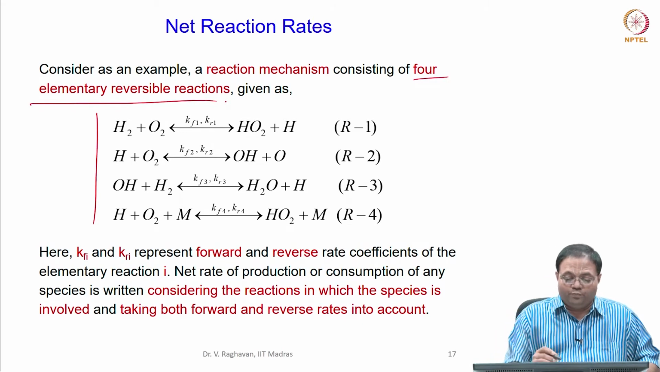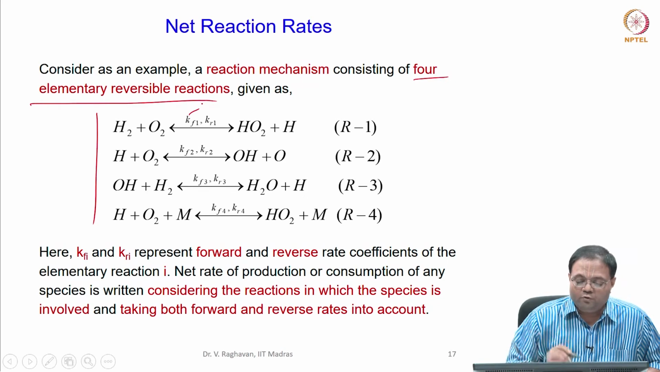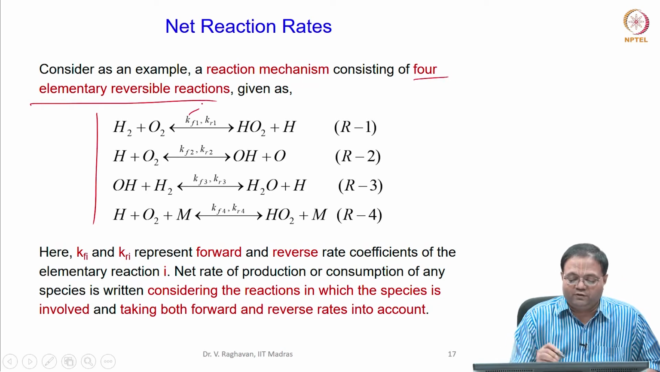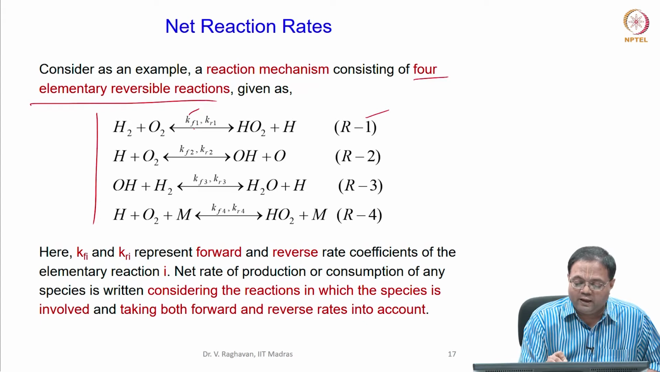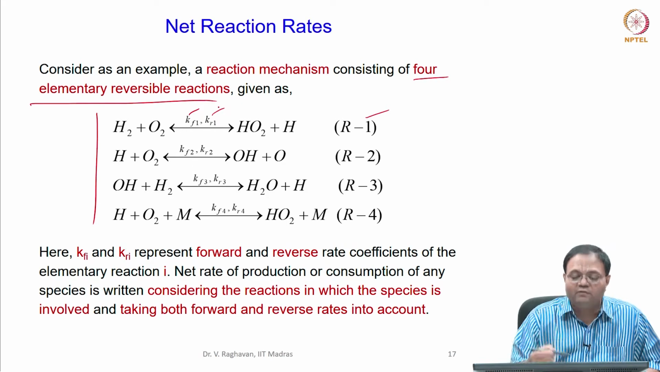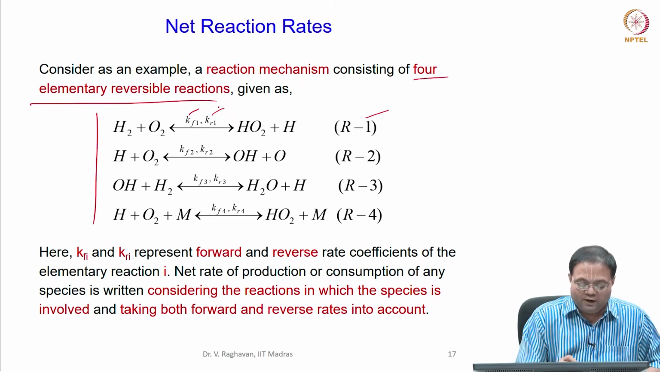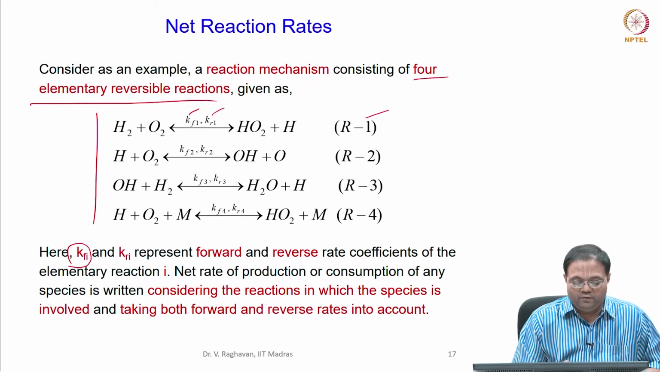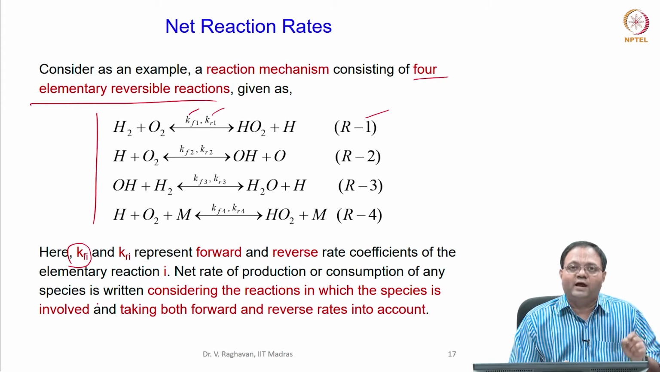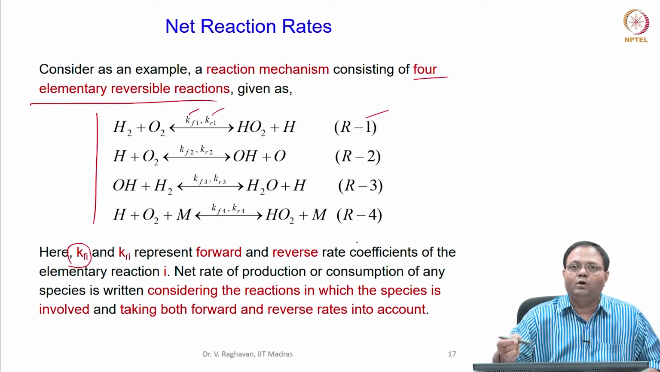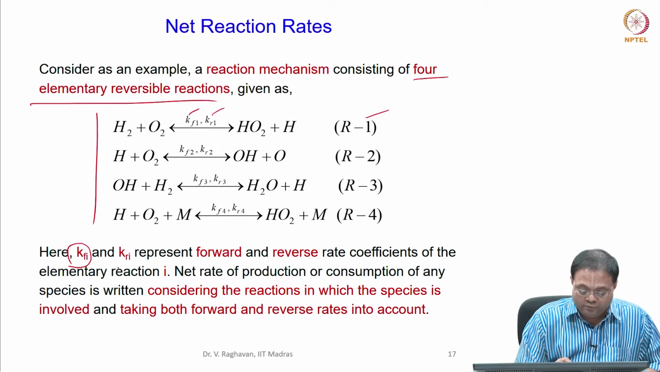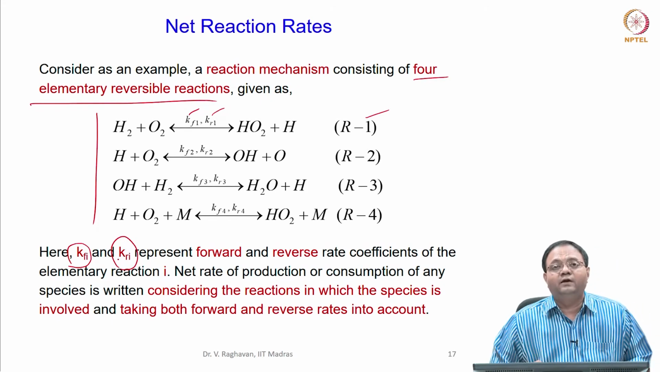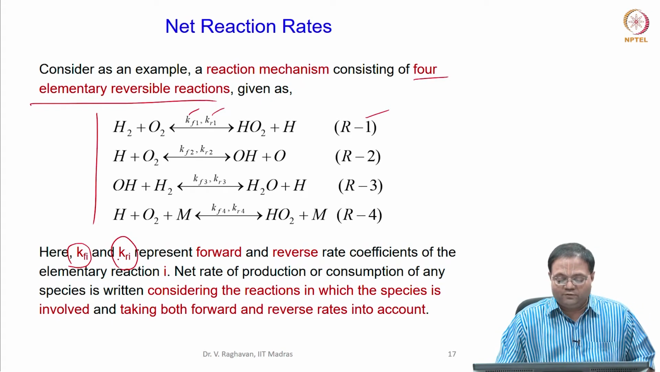Now, in each reaction there is a forward rate coefficient Kf. For example, in the first reaction, Kf1 will be the forward rate coefficient and Kr1 will be the reverse rate coefficient of equation 1. So in general, Kfi will be the forward rate coefficient of the ith reaction, where i can be 1, 2, 3 or 4. Similarly, Kri is the reverse rate coefficient of the ith reaction. So now you know this.